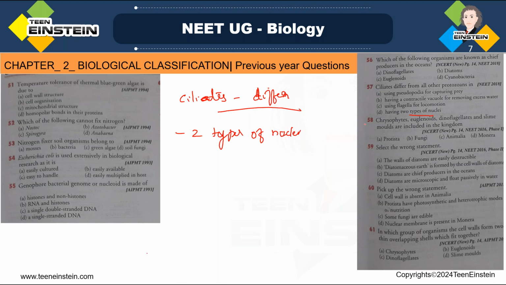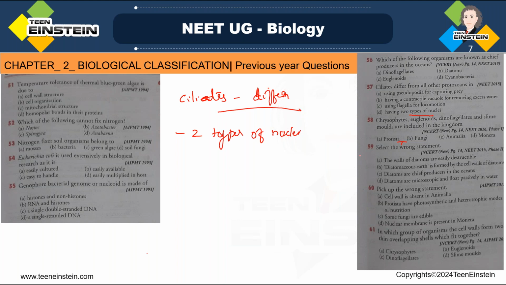And question number 58. Chrysophytes, euglenoids, dinoflagellates, and slime molds are included in which kingdom? All these single-celled eukaryotic organisms are included in kingdom Protista, right? Kingdom Protista, kingdom Fungi, kingdom Animalia, and Monera. Among that, the ciliated organisms come under kingdom Protista. Option A is the right answer.